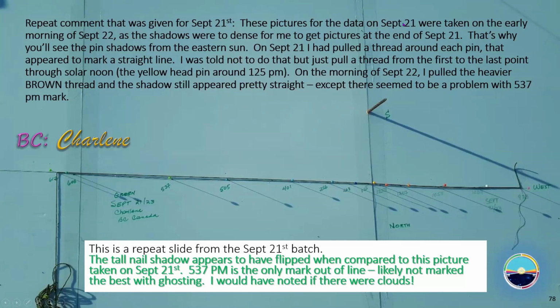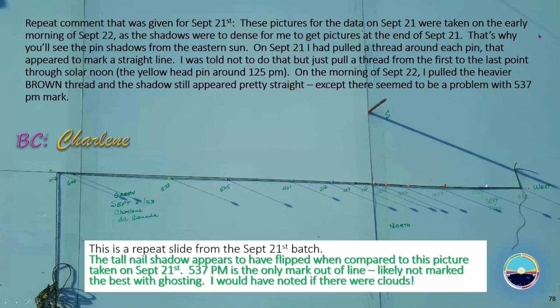These pictures for the data on the 21st, I took early in the morning of September 22 because I didn't have my camera ready and it was too late to take the picture. So you'll see that the shadow is a morning shadow here. But anyway, as the shadows were so dense for me to get pictures at the end of the 21st, that's why you're going to see these pin shadows from the eastern sun.